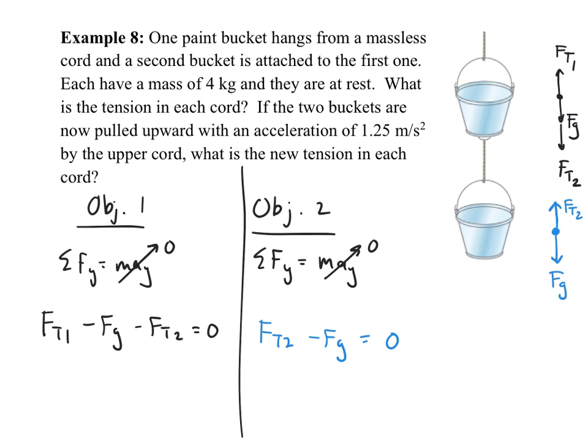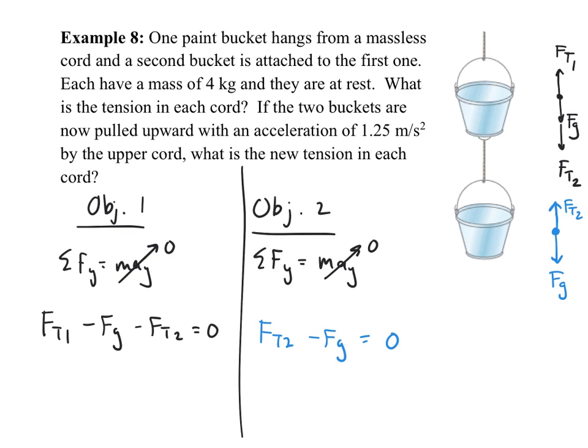Second thing to notice: if this object is now accelerating upward, which it will soon, this now becomes m times 1.25. This now becomes m times 1.25. Because if I pull up on the upper object with an acceleration of 1.25, imagine the upper object, and here's the rope connecting to a lower object. If I pull up on the upper object, the rope pulls the lower object up with the exact same acceleration. So the second part of this problem is going to involve MA and MA in both parts. And that's the only thing that's going to change for the second part of the problem.